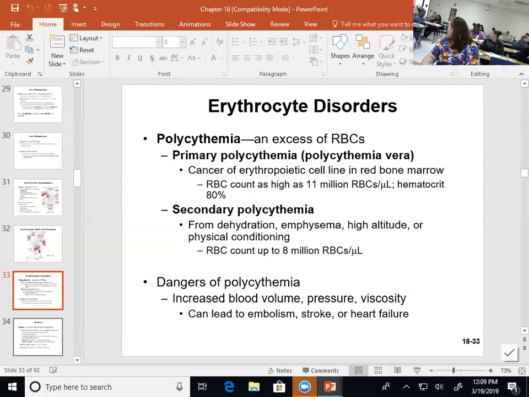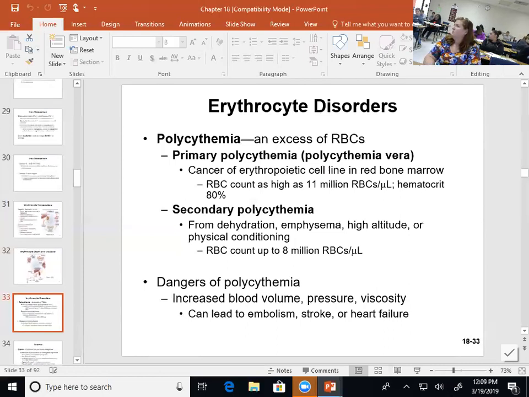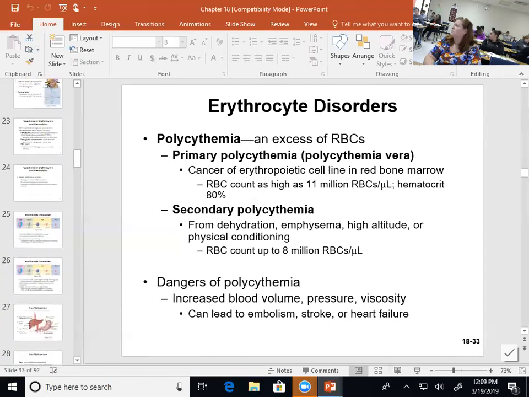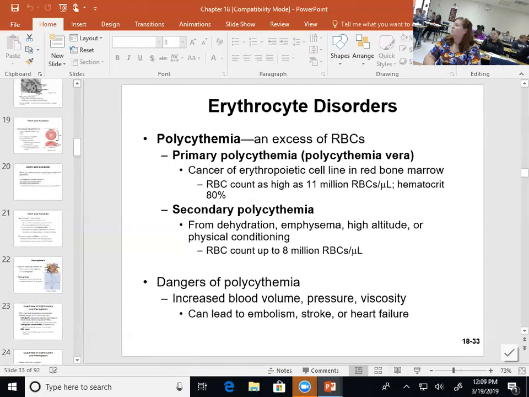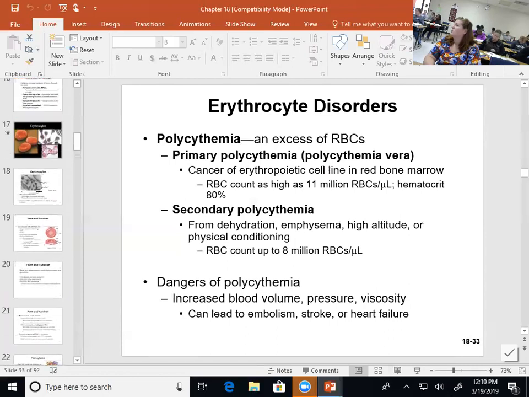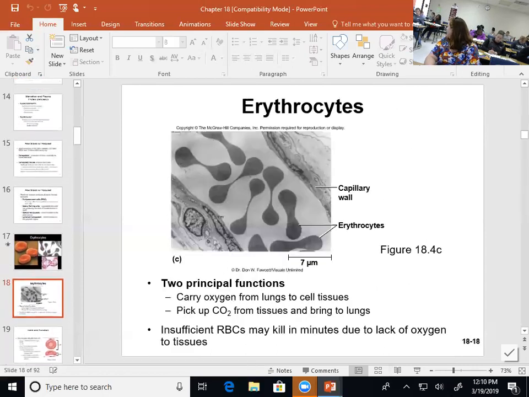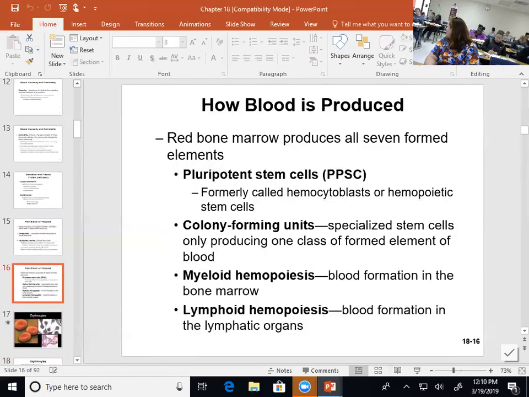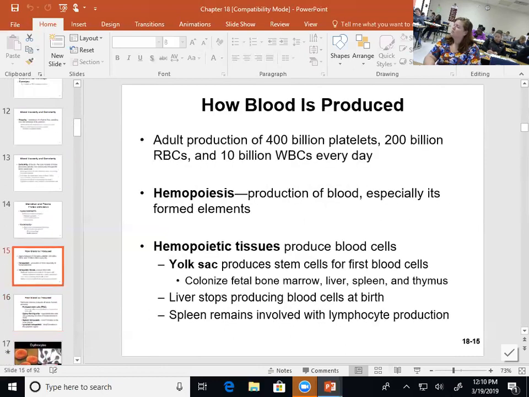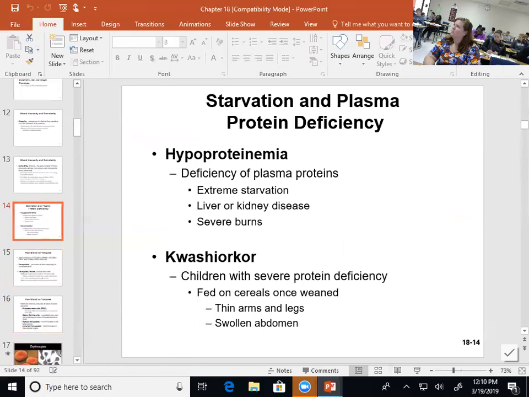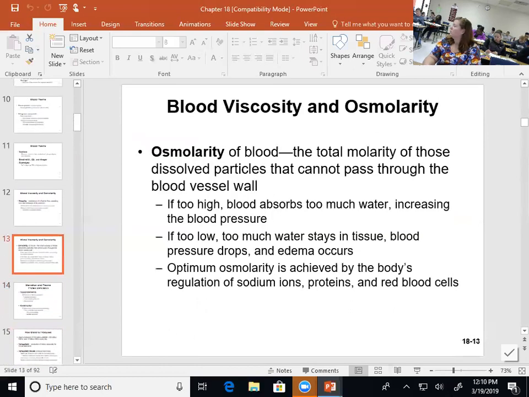I have a question about osmolarity. Okay, osmolarity is in the slide. If it's too high, the blood absorbs too much water, causing high blood pressure. But that goes against the hormones, right? Because if you hold too much water, it decreases, right? And maybe I'm confusing myself. I don't know where it is. Oh, there it is. Okay, all right, look.